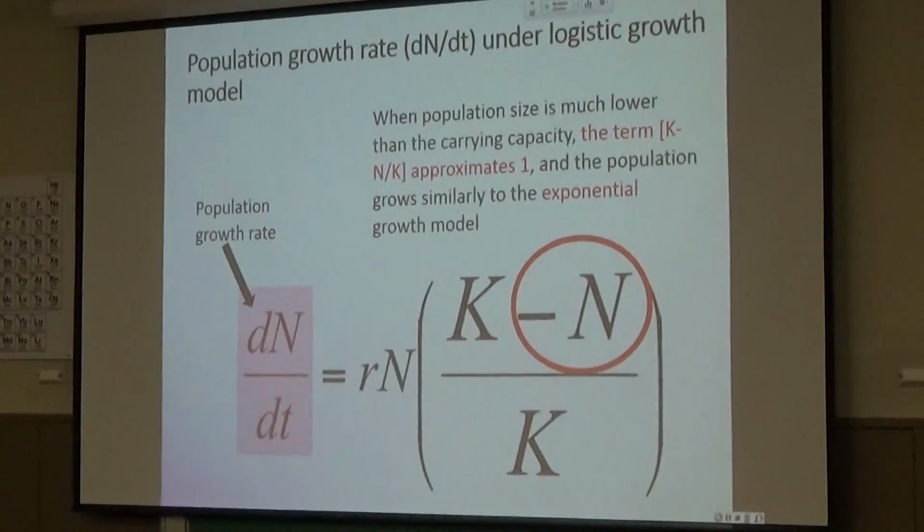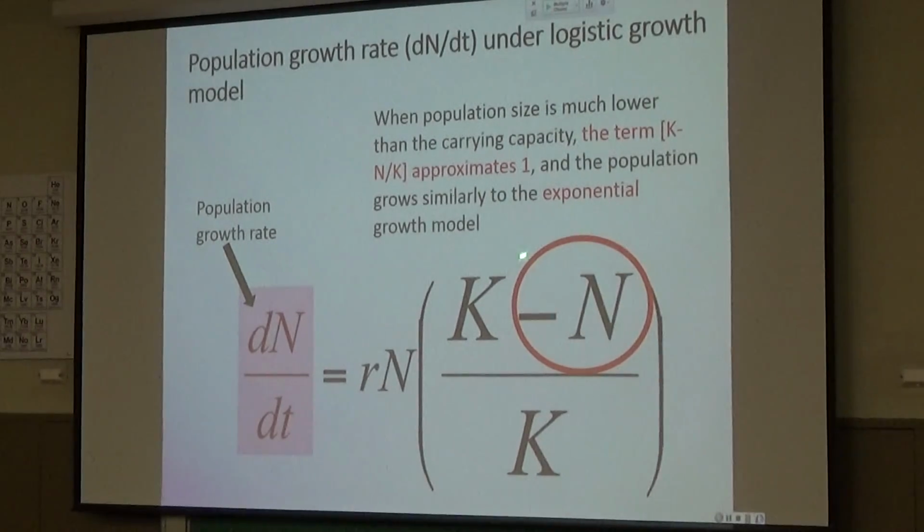So think about this. If the number of individuals in the population approaches the carrying capacity, this whole term here is going to be 0, which means that growth of the population will be 0. So the population will stop growing when it reaches the carrying capacity. If this number is a lot smaller than the carrying capacity, the contribution of this term to the whole formula will be very high, and then you're going to be looking at a very fast growth rate over time.